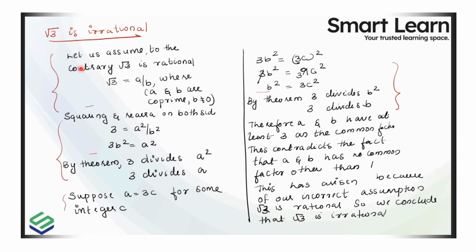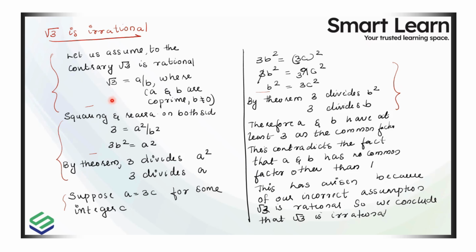So children, we can divide this into 5 parts. First part, let us assume to the contrary, root 3 is rational. That is the first step. You should follow every step because we have to write in this way only. Then if it is rational, we can write root 3 is equal to A by B, where A and B are co-prime. What is the meaning of co-prime? They have no common factors. Only 1 is their common factor, where B is not equal to 0.